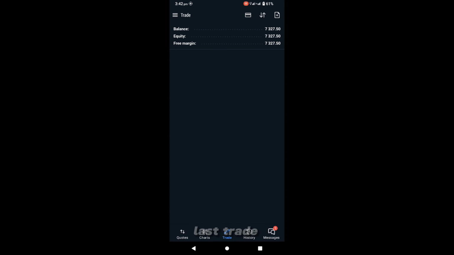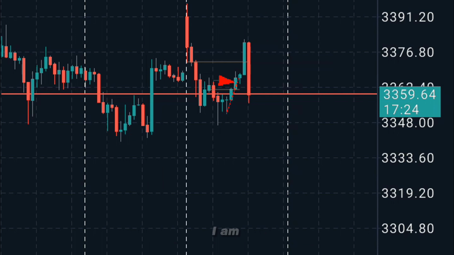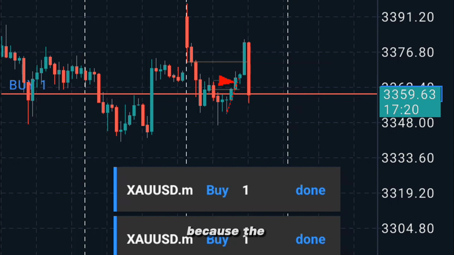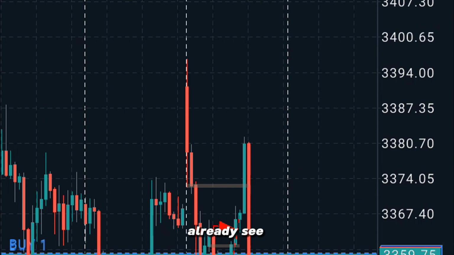So this is my last trade for this challenge. I am still buying gold because the setup is clean and well played. It's ready to start another big rally up. I can already see it coming.